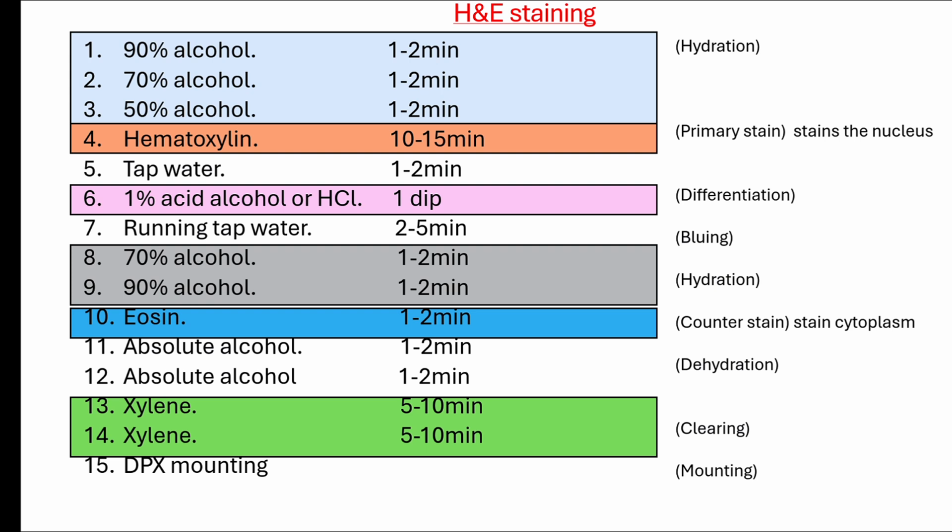Then the counter stain, that means stains the cytoplasm. Eosin, we dip 1 to 2 minutes. Then dehydration, absolute alcohol 1 to 2 minutes, again absolute alcohol 1 to 2 minutes. Then for the clearing, xylene 5 to 10 minutes, and again xylene 5 to 10 minutes. Dry the tissue section and mount with the DPX mount.